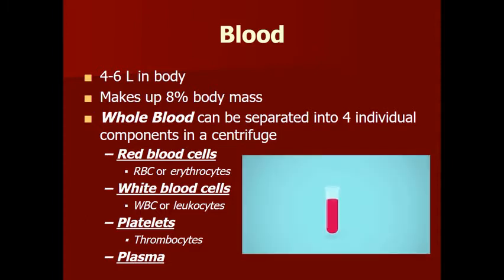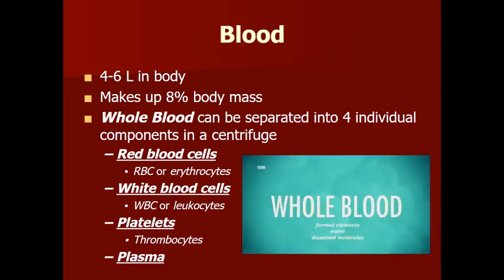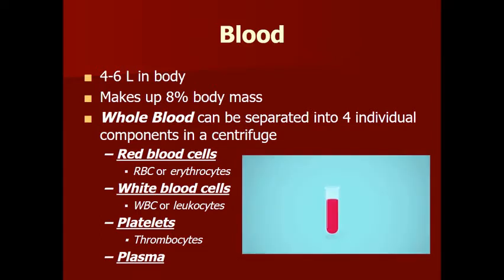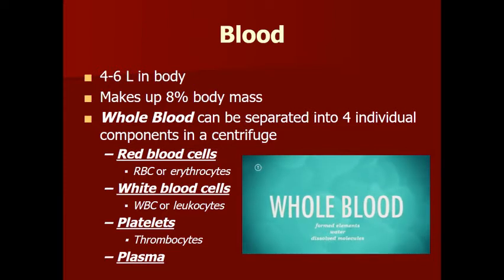So when we centrifuge blood, we can separate out red blood cells. A lot of times they're abbreviated RBC, and the technical term is erythrocytes. We have white blood cells, abbreviated WBC, and the technical name is leukocytes. There are platelets, technical name thrombocytes, and we have plasma.